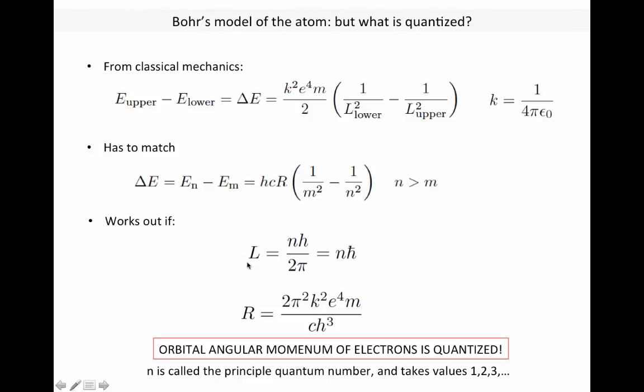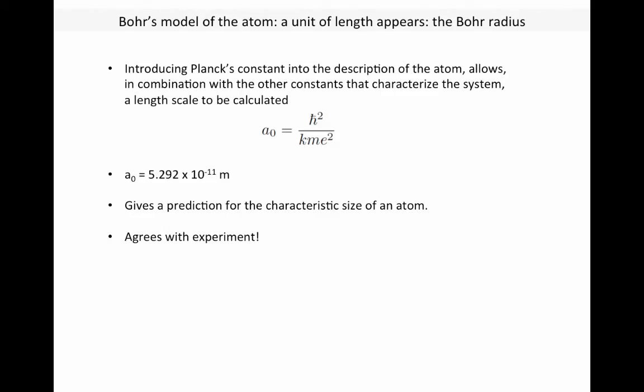Another prediction that Bohr's model makes that can be tested against experiment is a characteristic size of atoms. So if you combine Planck's constant with the other fundamental constants that appear in Bohr's model in a certain way, you can make a quantity called the Bohr radius, which has units of length. And if you calculate this, it has the value of about 5 times 10 to the minus 11 meters. This is the predicted characteristic size of an atom.